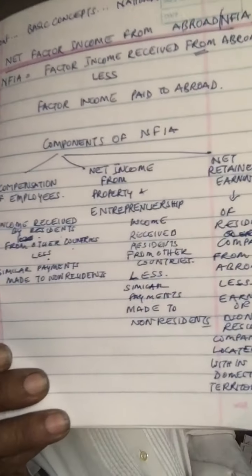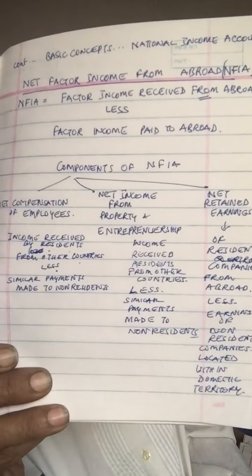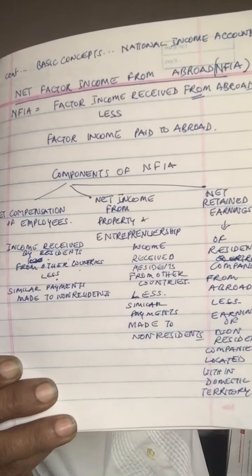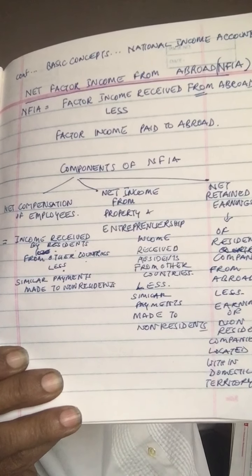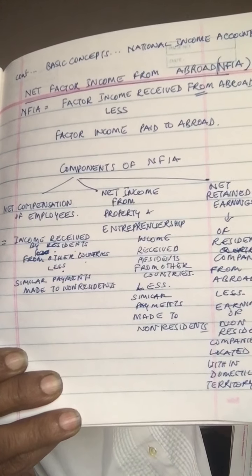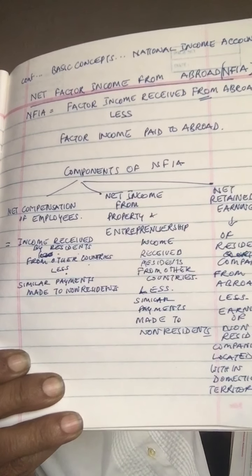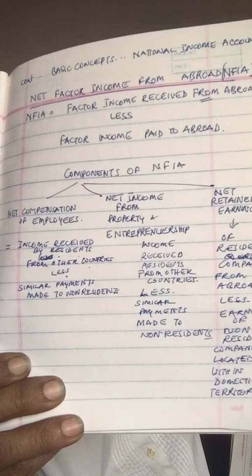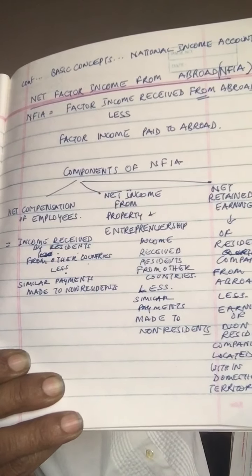So just look at this. Then we find out what it is made up of. Why is it called net? It's factor income from abroad, but we call it net factor income from abroad. It is the difference between factor income received from abroad by normal residents of a country and factor income paid to the non-residents of the country.